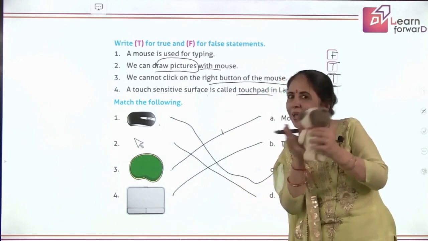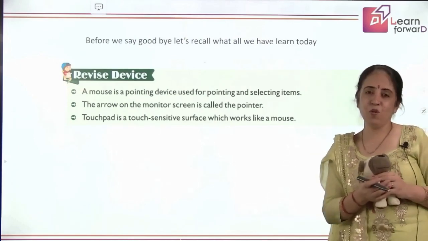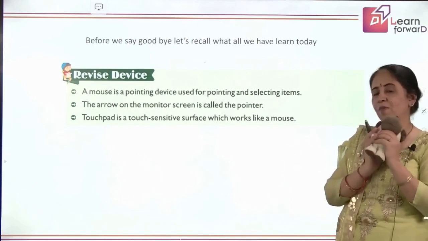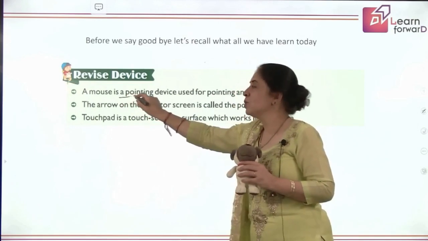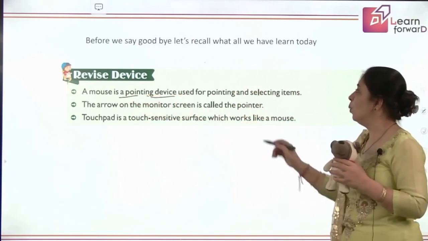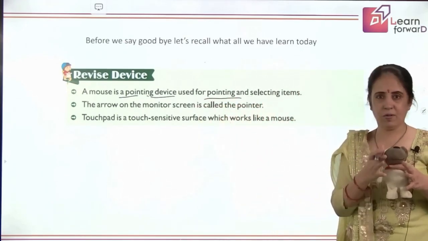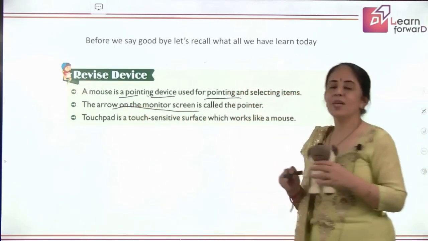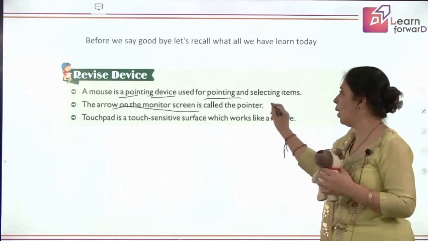Clap for yourself. Great. Now, before we say goodbye, let's quickly recall what amazing things you have learned today about mouse. So children, always remember mouse is an input device and we also call it a pointing device which is used to point and select certain items on the screen. And then the arrow on the monitor screen which comes and moves with the mouse is called a pointer.